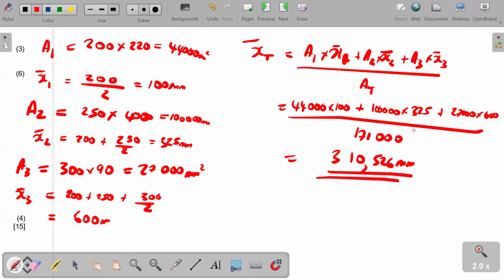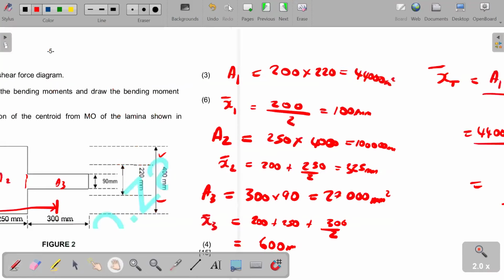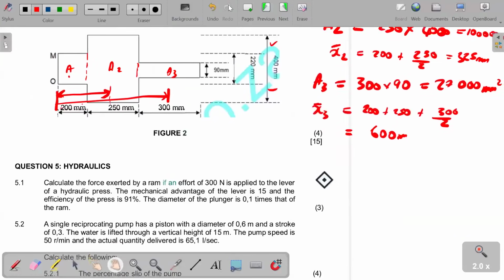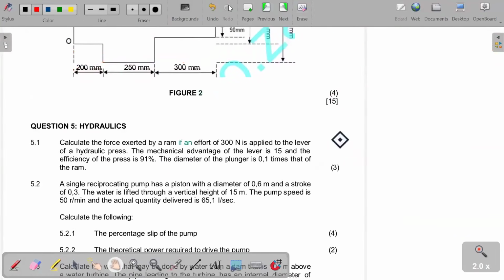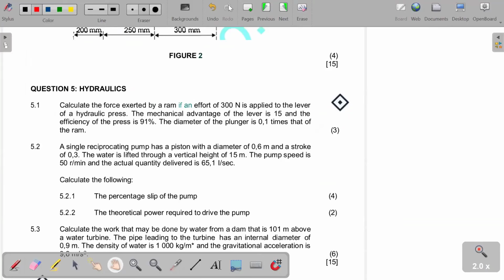Moving on to question number 5. Okay, question number 5 is saying, calculate the force exerted by the ram at the hydraulic ram. If an effort of 300 Newton is applied to the lever of the hydraulic press, the mechanical advantage of the lever is 15 and the efficiency of the press is 91%. The diameter of the plunger is 0.1 times that of the ram.